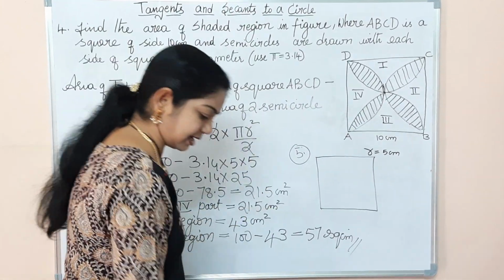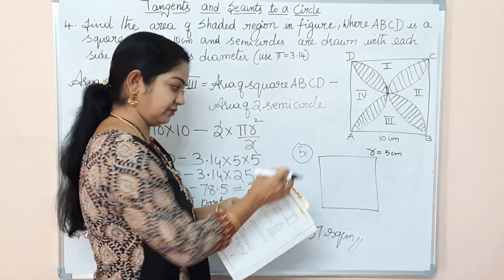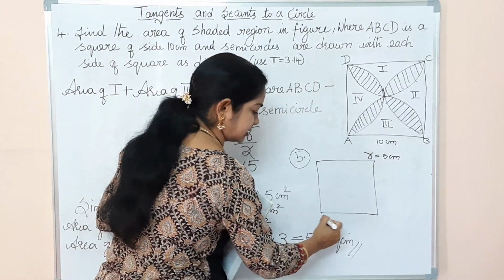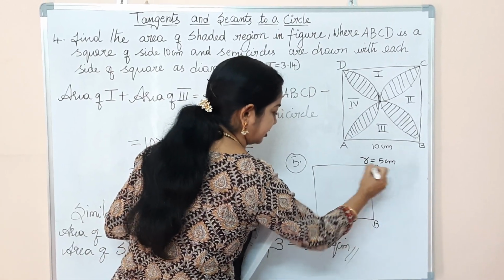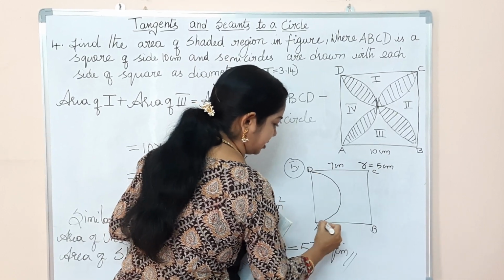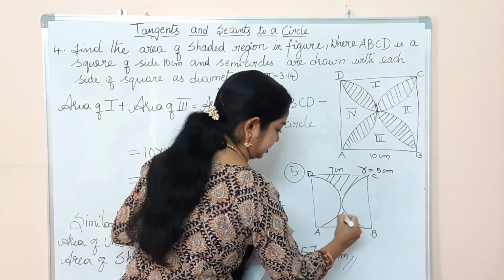The problem says that, 5th one, find the area of the shaded region in the figure if ABCD is the square of side 7 centimeters. ABCD is the side with 7 centimeters and the shaded part given like this. So this part we are asking.